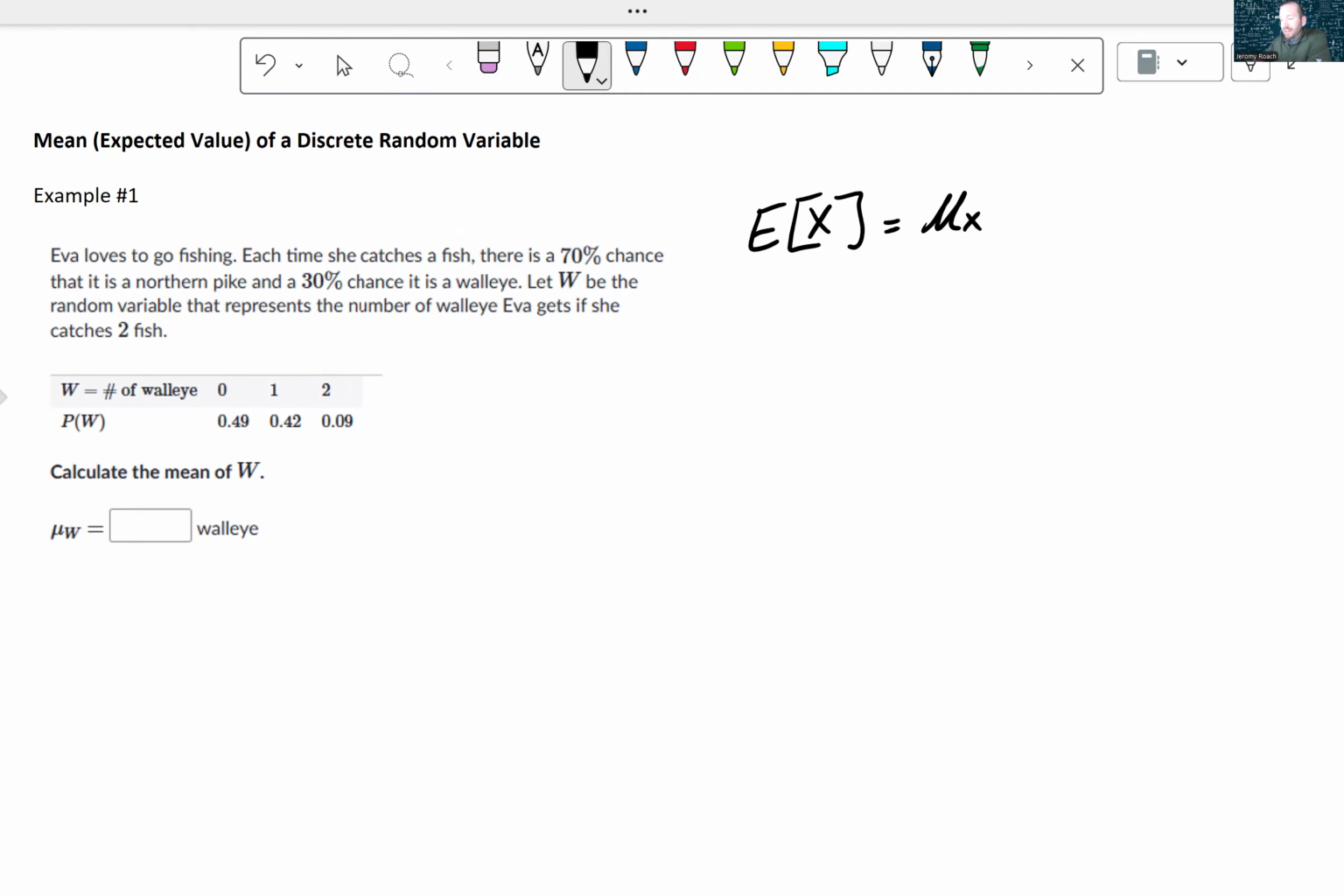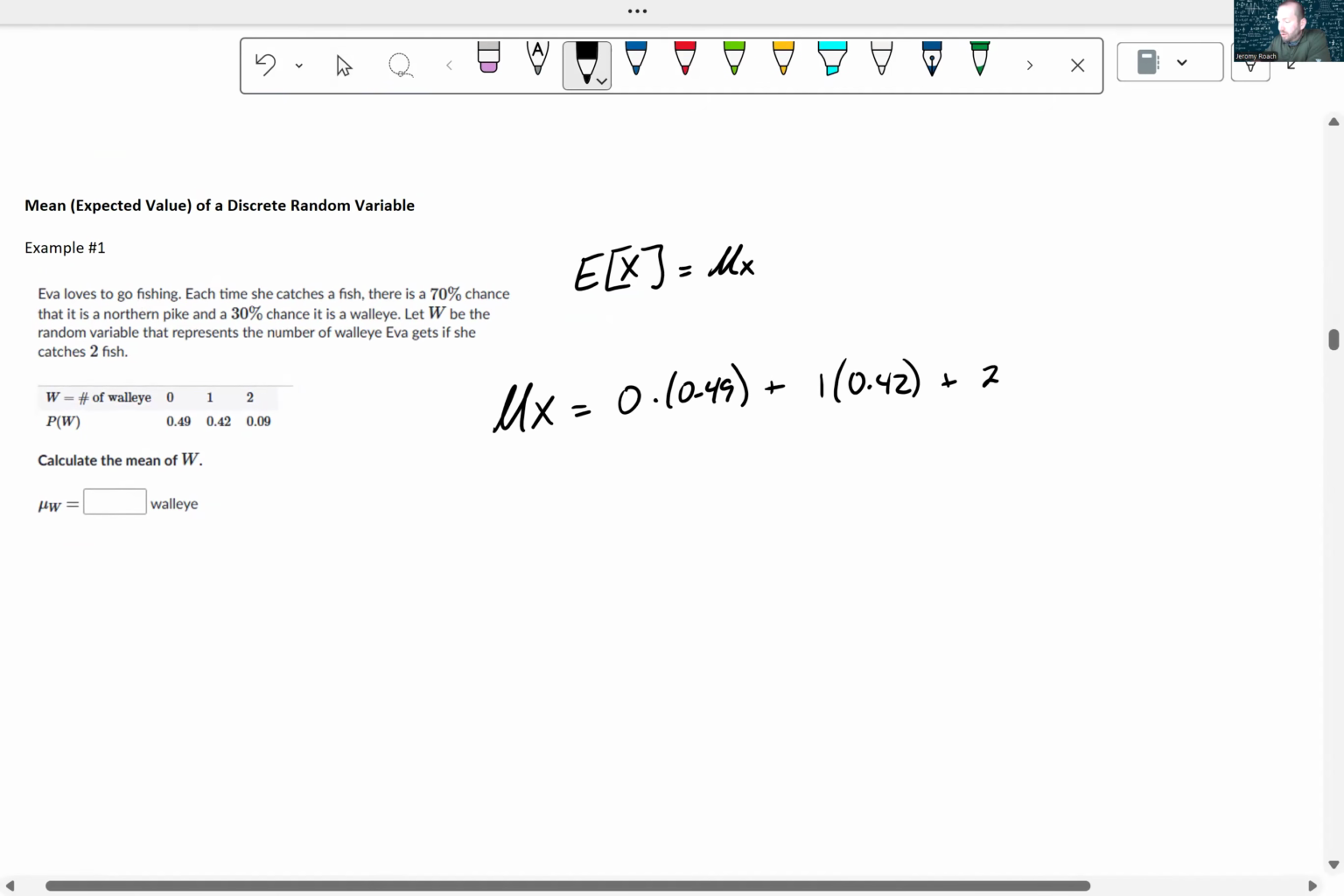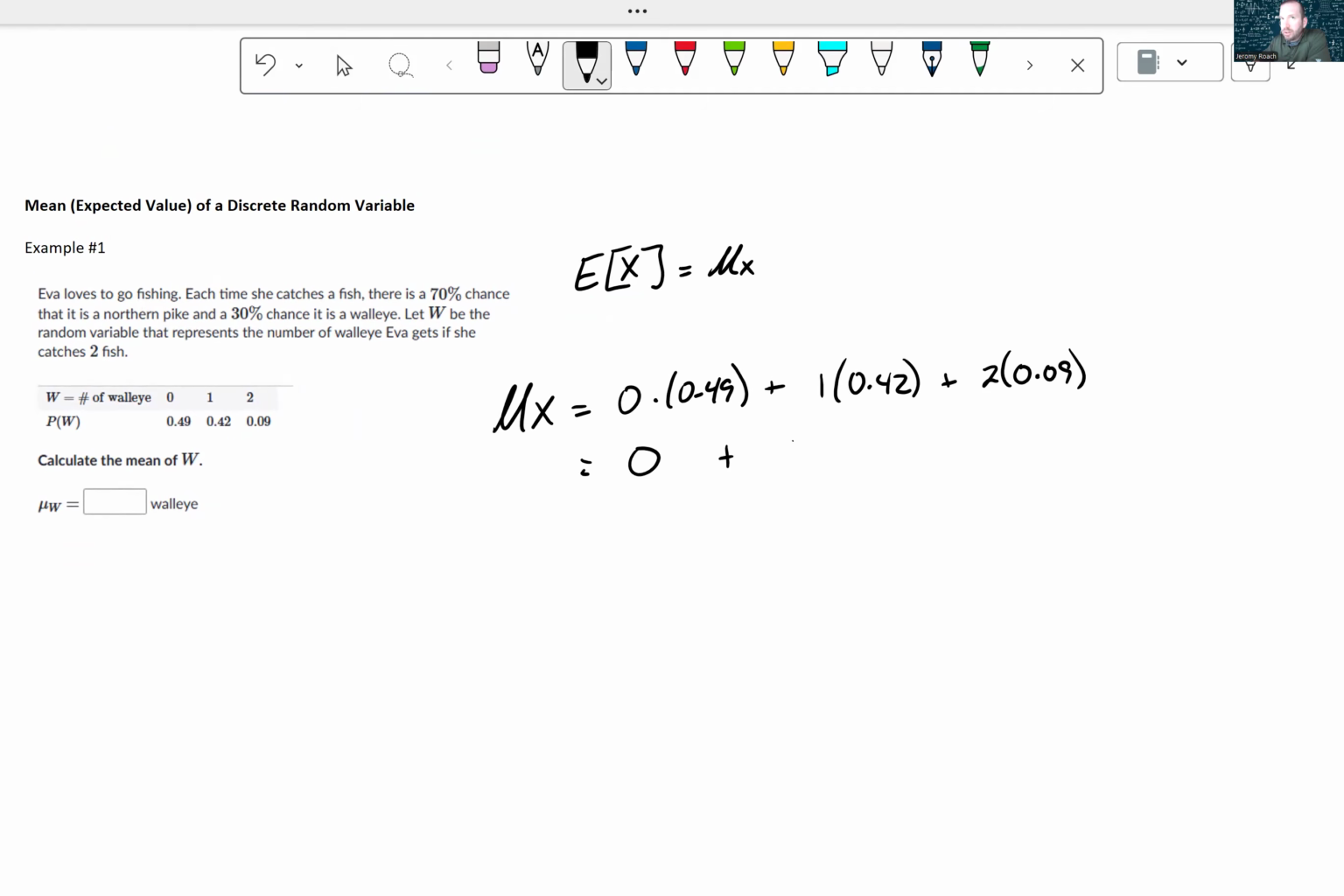Again, that's the same thing as expected value, but I just want you to know the notation for this. So 0 times 0.49 plus 1 times 0.42 plus 2 times 0.09. So we've got 0 plus 0.42 plus 0.18. Looks like we should get 0.6 for our final answer.